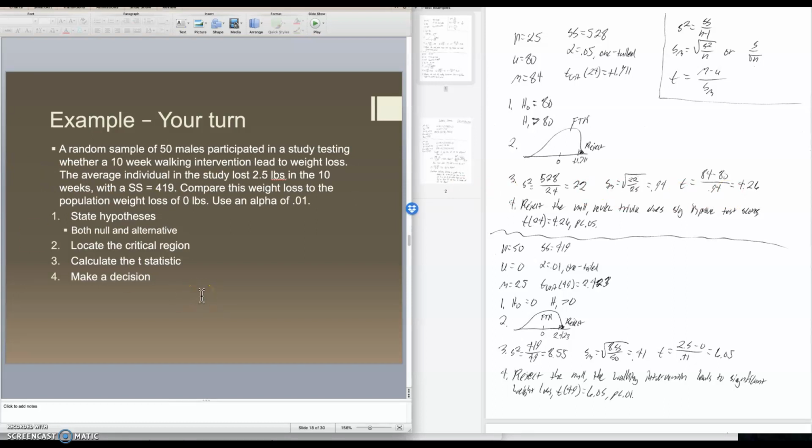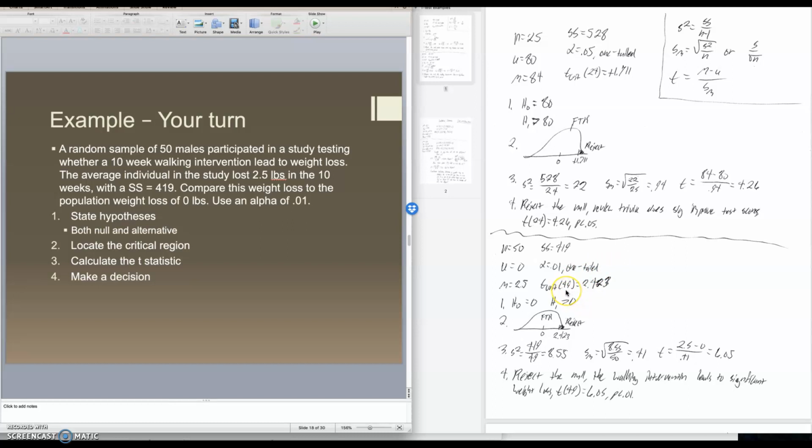Okay. We do this again for the next example. This time we have 50 males doing a study testing whether a 10-week walking intervention led to weight loss. The average person lost 2.5 pounds in the 10 weeks with a sum of squares of 419. Compare that to weight loss within the population of 0 pounds using alpha 0.01. So again, over here on the right side, taking the liberty of pulling out the important information. N is 50. Population mean of 0, sample mean of 2.5, sum of squares of 419. Again, it's one-tailed. We're talking about weight loss, not is there a change in weight. Alpha is 0.01. Go to our t table.